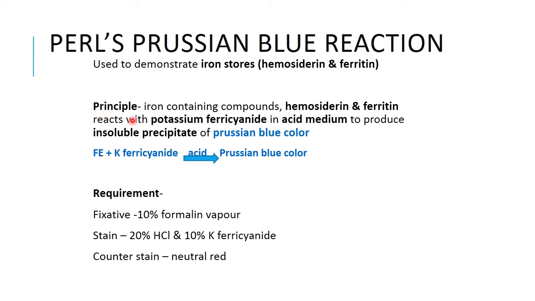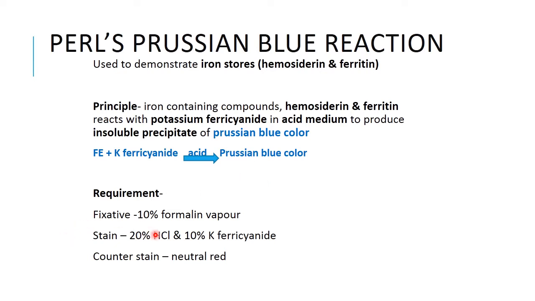Principle of the stain: iron containing compounds, that is hemosiderin and ferritin, react with potassium ferricyanide in acid medium to produce an insoluble precipitate of Prussian blue color. So iron, either the hemosiderin or ferritin present in the cells, reacts with potassium ferricyanide in the acid medium to produce the insoluble precipitate of Prussian blue color.